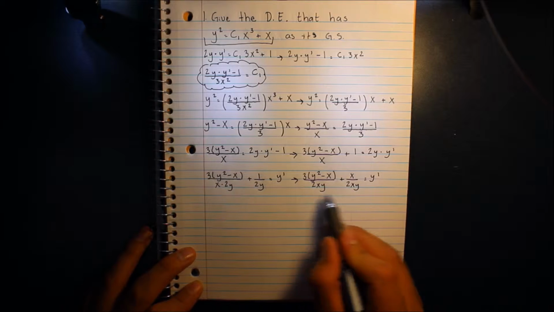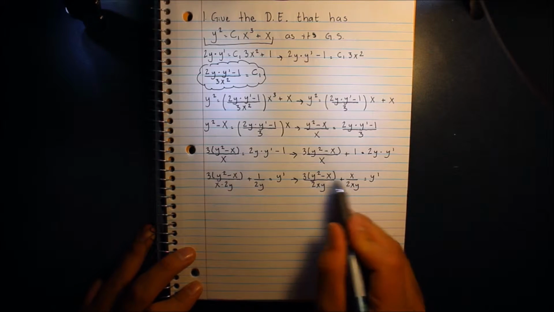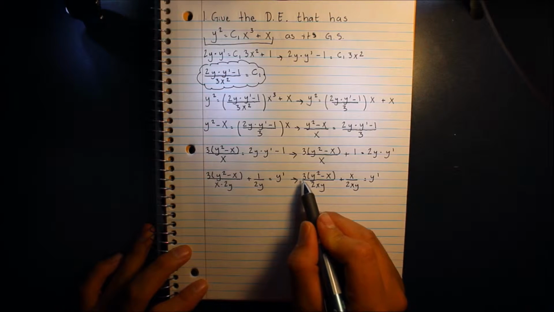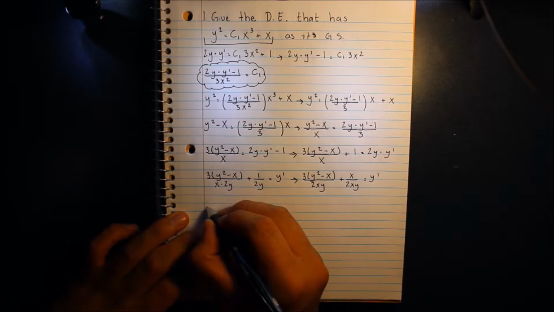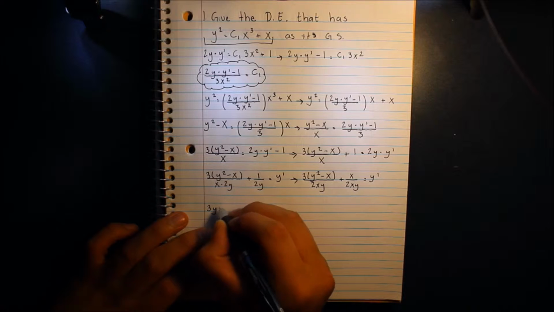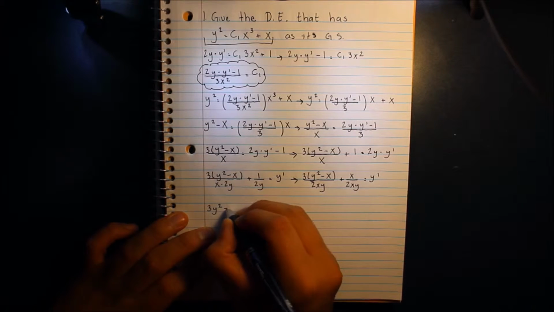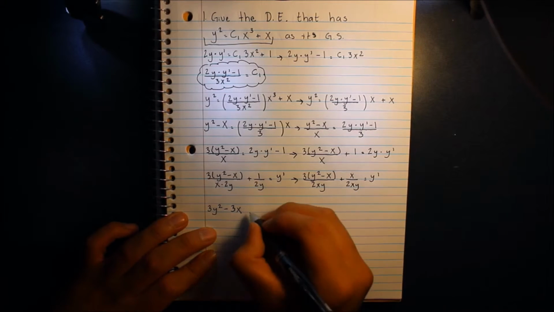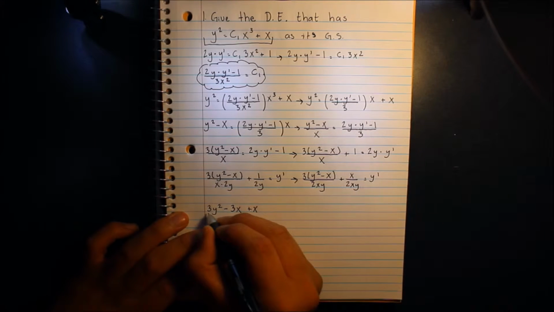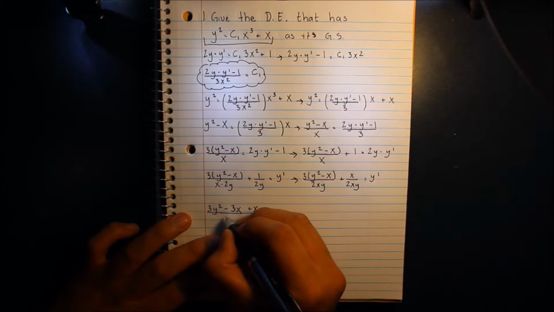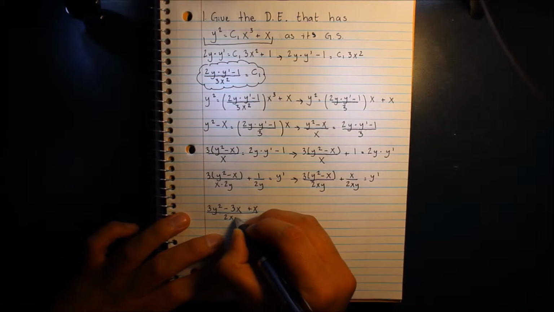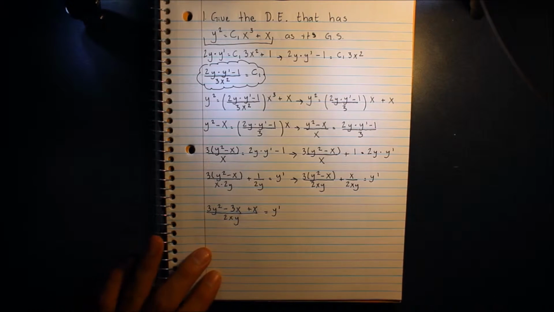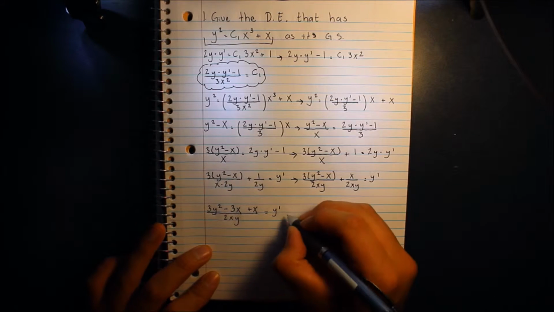Okay, now we can combine these two denominators, and then of course we would add the top. And while we do that, we want to go ahead and distribute that 3 in there as well. So we'll get 3y squared minus 3x, and then we add the top part, which is plus x, and then we know that all of that is being divided by 2xy equals y prime. Okay, and then we just simplify the top.